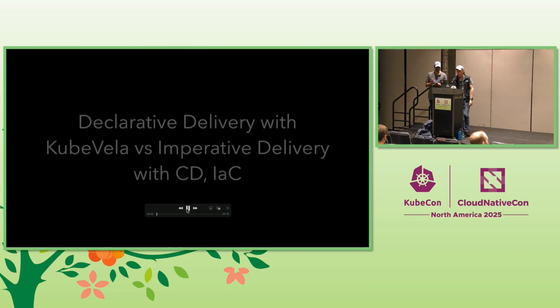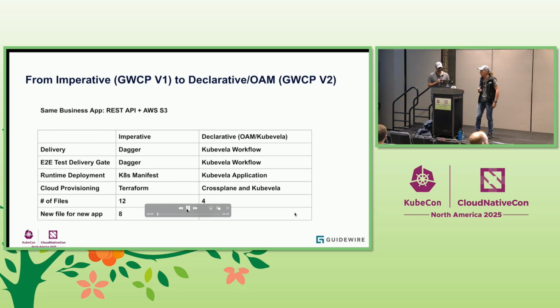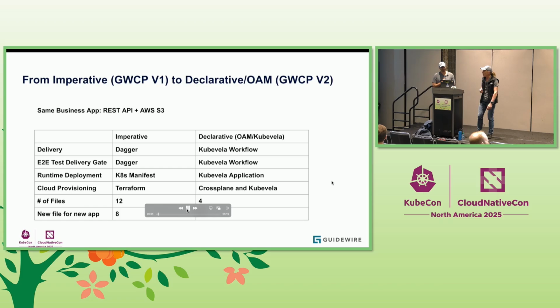This demo I recorded, because you will see I go through a lot of different screens, and it has been easier. It's available again on GitHub. Here I'm comparing, on the left, the imperative aspect of it. I kind of covered it already. For delivery, you need a CD. Here I put Dagger, because I run it locally, even if we use TeamCity in reality. Runtime deployment is manifests, and cloud provisioning was Terraform.